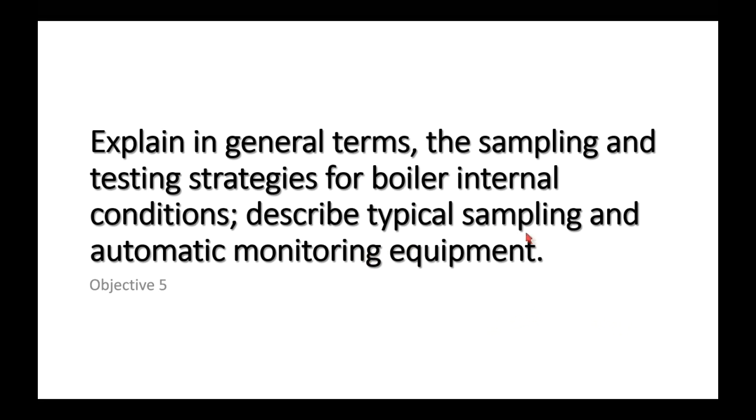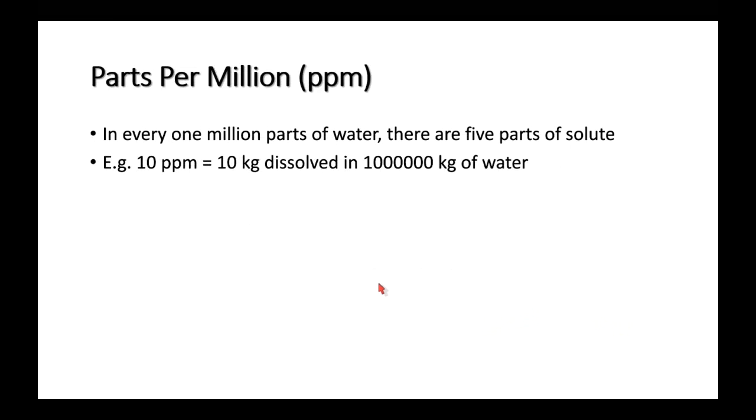So the next is about the samples and tests and monitoring equipment. First, let's take a look at a part per million. This is one of the methods we use to report concentrations of whatever it is in the water that we want to report on. For example, if we've got OH ions and we want to report our hydroxyl ions, we can express that in parts per million. If we've got sodium sulfite in the boiler water, we can report its concentration again in parts per million.